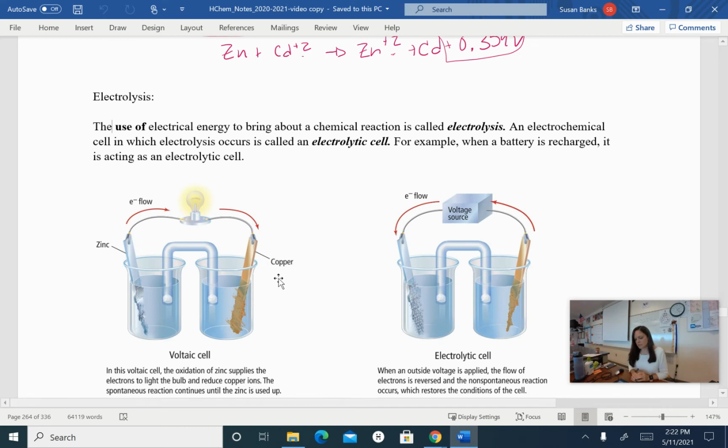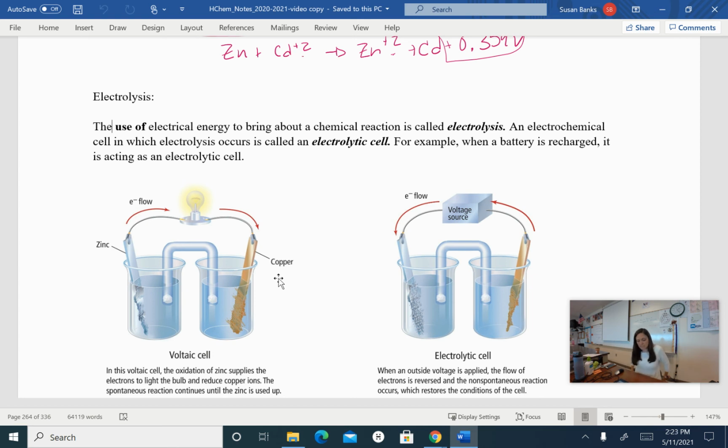All right, Honors Chem. Today we are going to talk about electrolysis. Electrolysis is essentially the opposite of a galvanic or a voltaic cell. So instead of having the cell run spontaneously, we actually have to hook this cell up to some kind of power source to get the electrons to be pushed in the opposite way that they would spontaneously go.